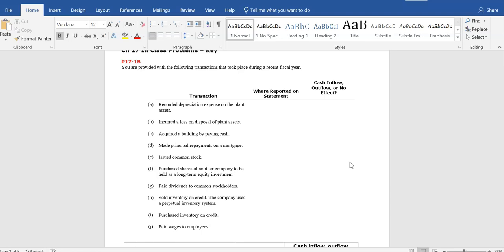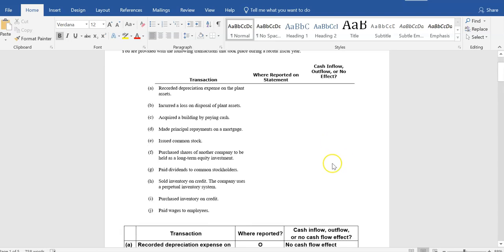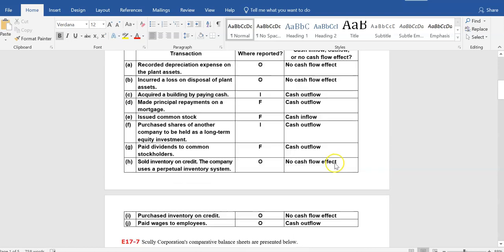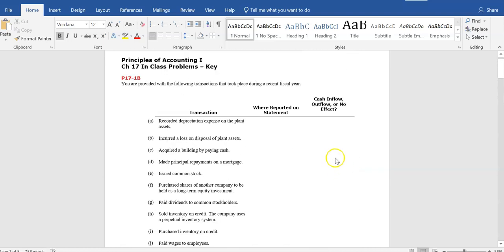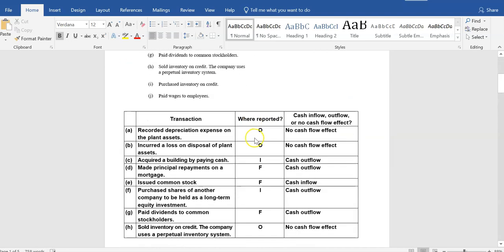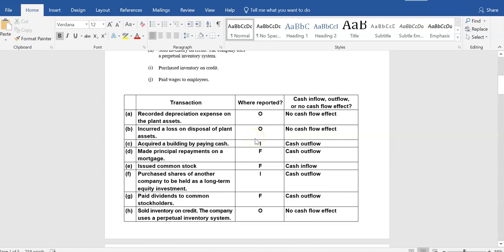This first problem is providing us with a list of transactions that took place during a recent fiscal year. Our job will be to, well, they didn't give us the instructions here, our job is going to be to indicate where it is reported on the statement of cash flows, and whether the cash flow would be an inflow, an outflow, or if it would have no effect. Okay, I'm going to go ahead and just bring this up.